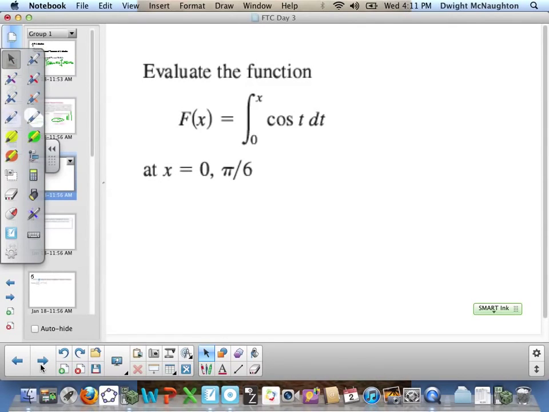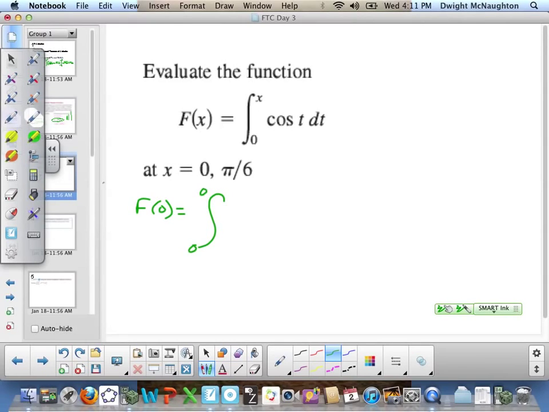Evaluate the function. F of x equals the definite integral of cosine from 0 to x. First thing, evaluate at 0, evaluate at pi over 6. Let's start evaluating at 0. F of 0 equals the integral from 0 to 0 of cosine of t dt. This is easy. What happens when the left and right side of your rectangle are right on top of each other? Well, it's a rectangle of 0 width. 0.